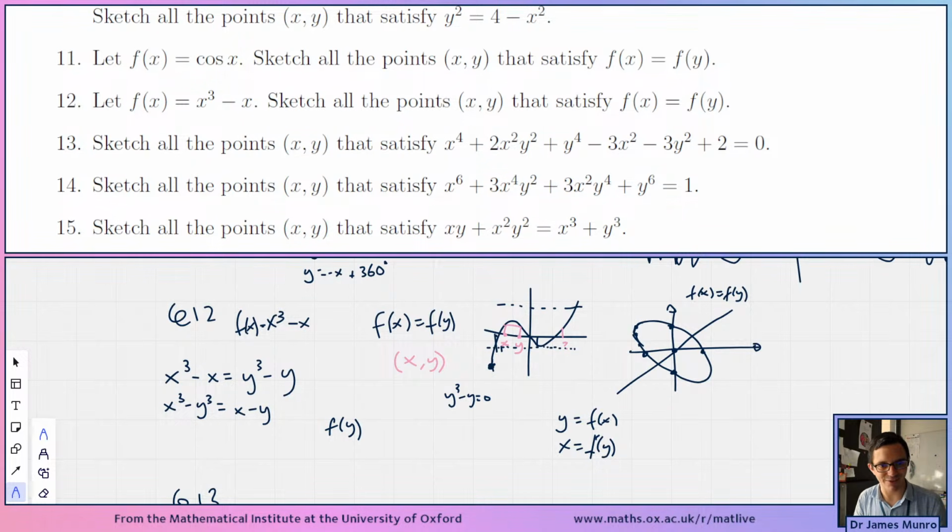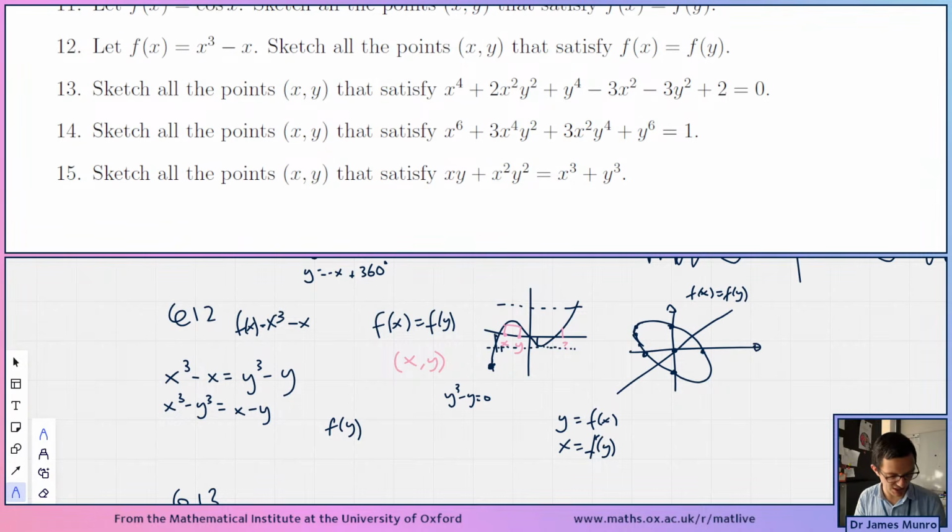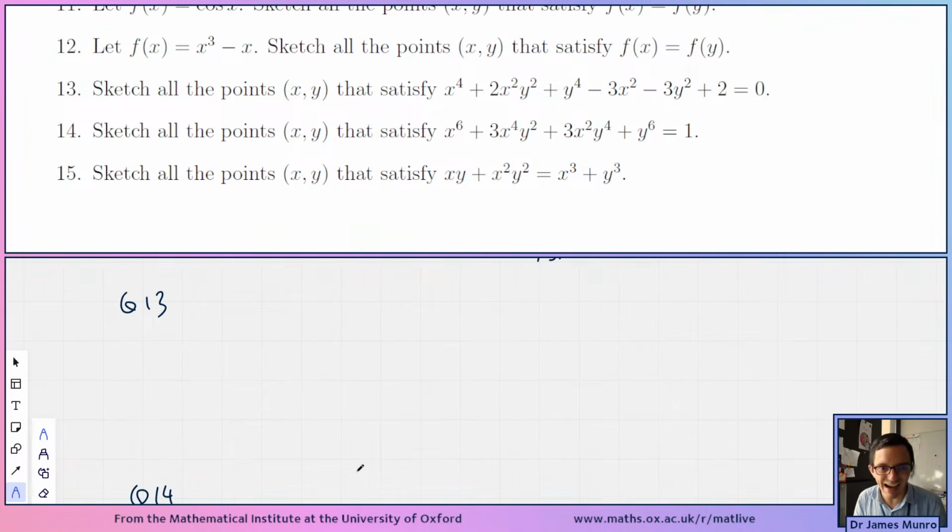Right, I've put it off long enough. Let's talk about sketching all of the points that satisfy these things. And these questions are really algebra questions, but they're quite tricky algebra questions. So this first one, x to the 4 plus 2x squared y squared plus y to the 4.